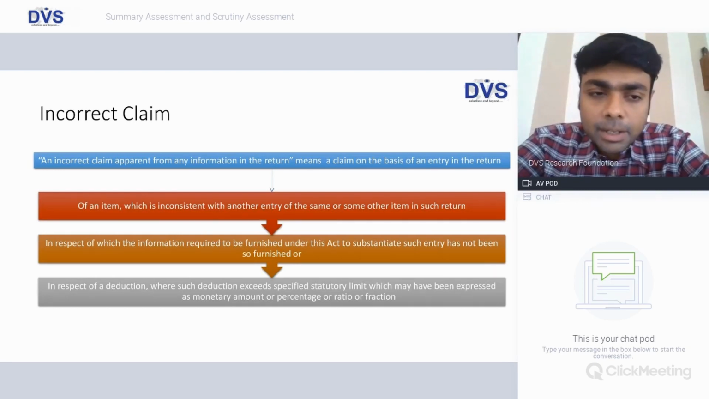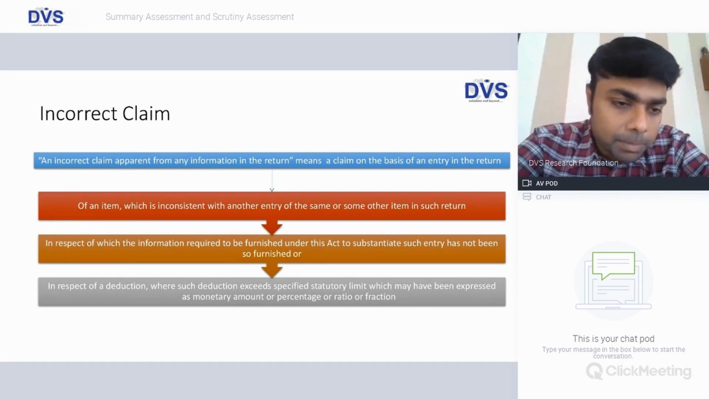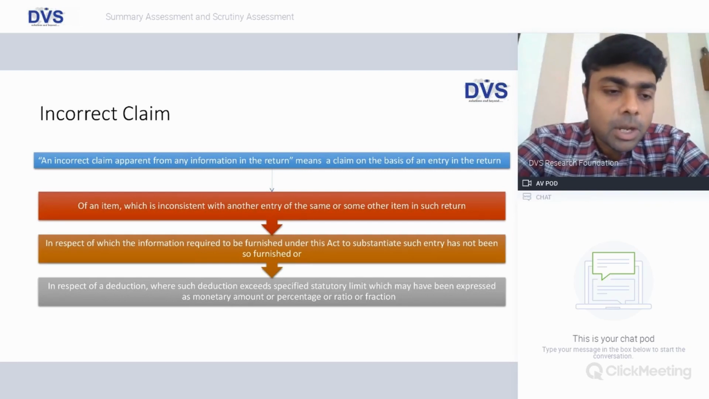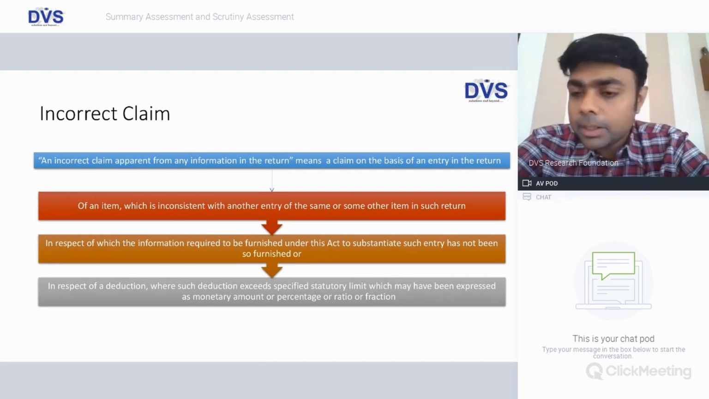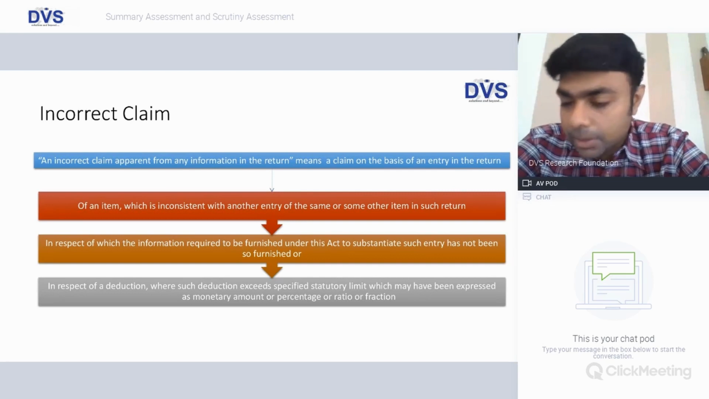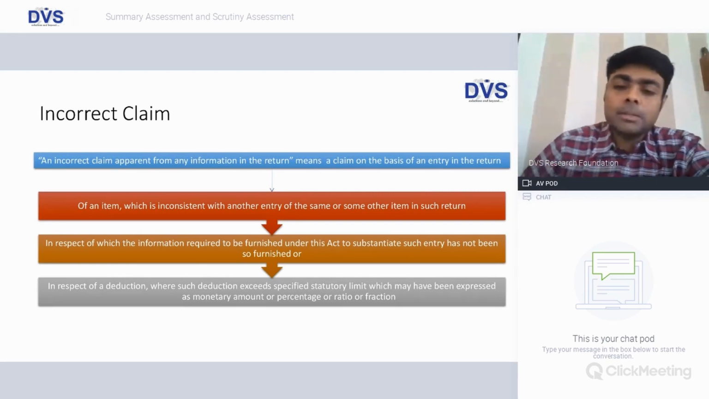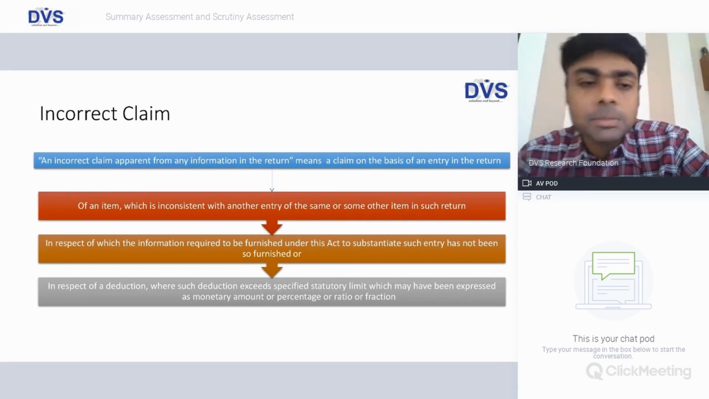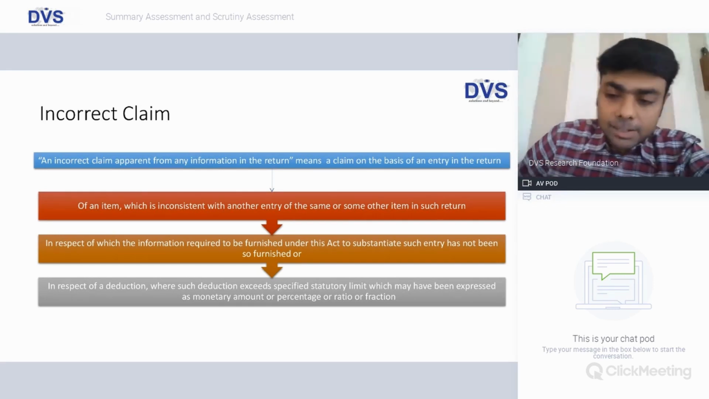Incorrect claim, or a claim apparent from any information in the return, means a claim on the basis of an entry in the return which is inconsistent with another entry, or in respect of which the information required under the Act has not been fully furnished, or a deduction which exceeds the statutory limit. So either of these. Classic example, house property: 2 lakhs is your limit and you have claimed 4 lakhs. Automatically, this becomes a case for incorrect claim.